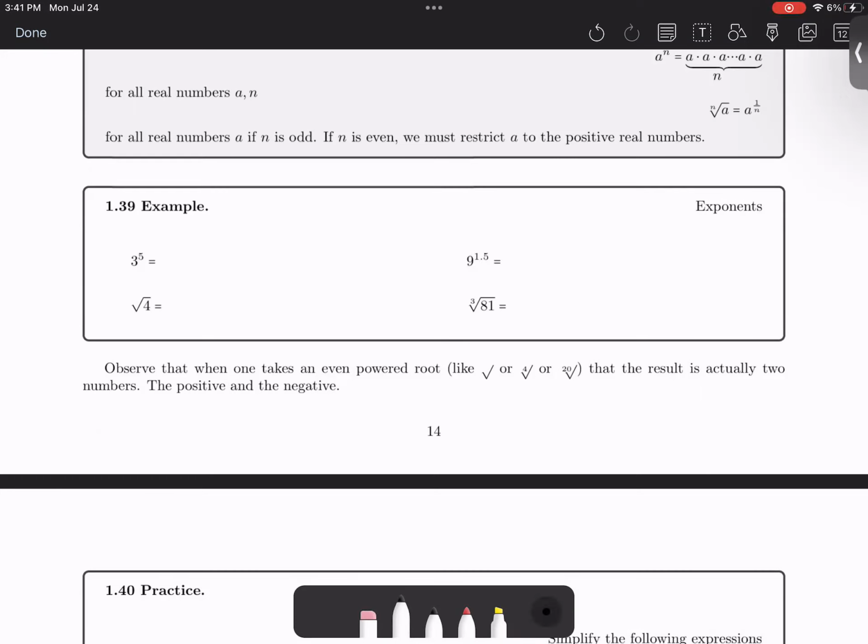So when we say 3 to the 5th, it's 3 times 3 times 3. There's 3 of them. There's 4 of them. And there's 5 of them. So 3 times 3 times 3 times 3 times 3, 3 to the 5th is going to be 243.